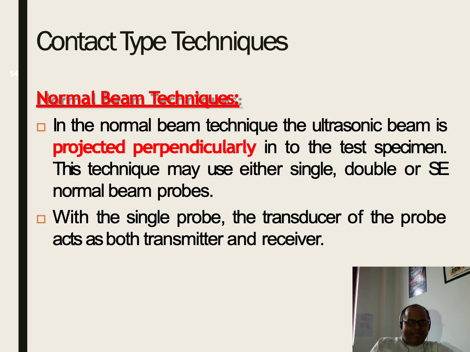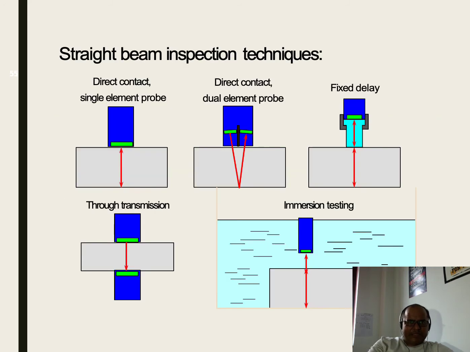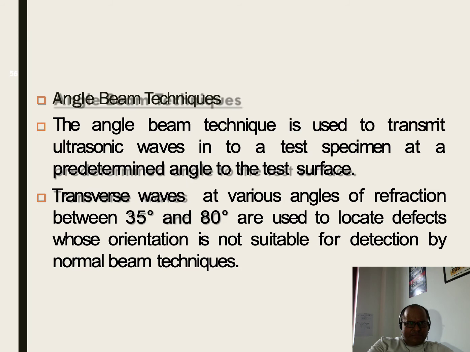Contact type techniques: the normal beam technique, where the ultrasonic beam is projected perpendicular into the test specimen. The technique may be used with either single or double normal beam probes. With a single probe, the transmitter acts as both transmitter and receiver, as indicated in the pictures. The angle beam technique is used to transmit ultrasonic waves into the test specimen at a predetermined angle to the test surface.